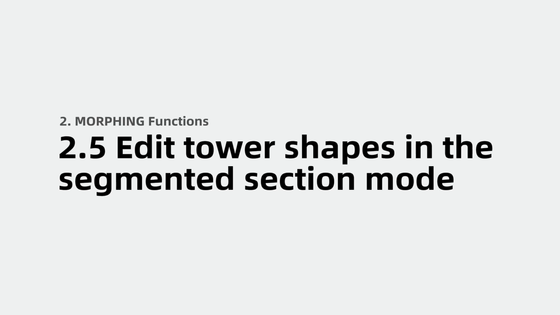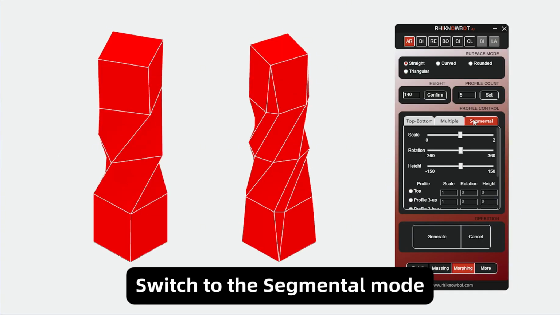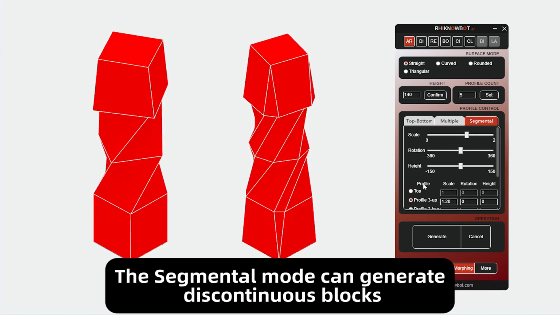Edit tower shapes in the segmented section mode. Switch to the segmental mode. Adjust the corresponding section parameters. The segmental mode can generate discontinuous blocks.